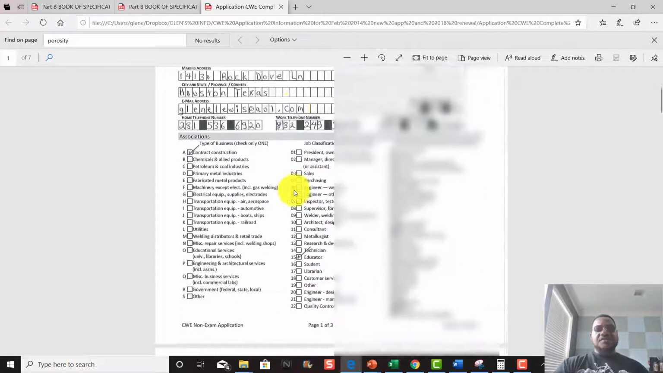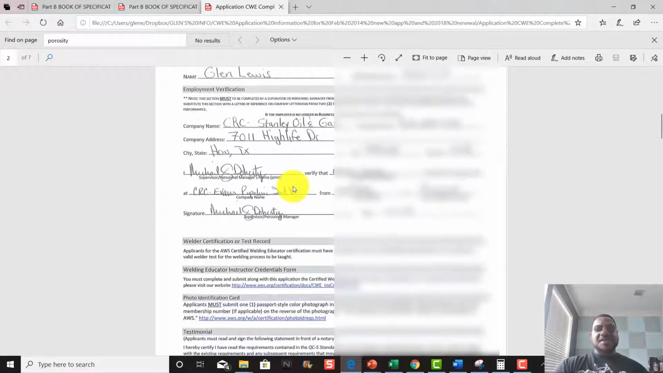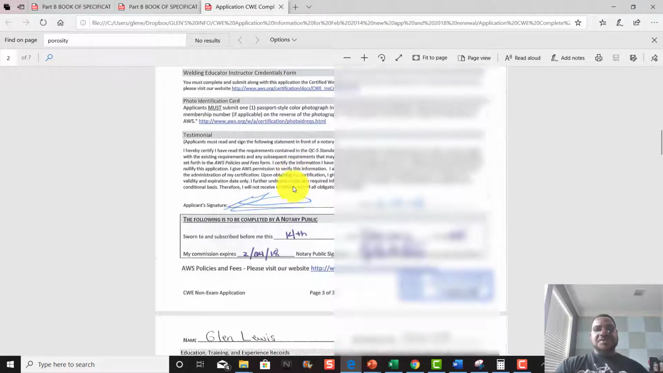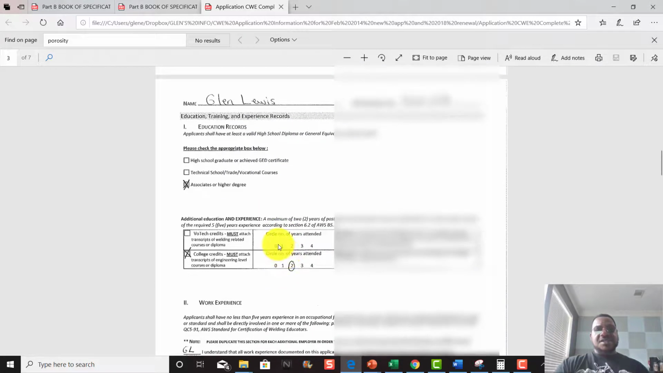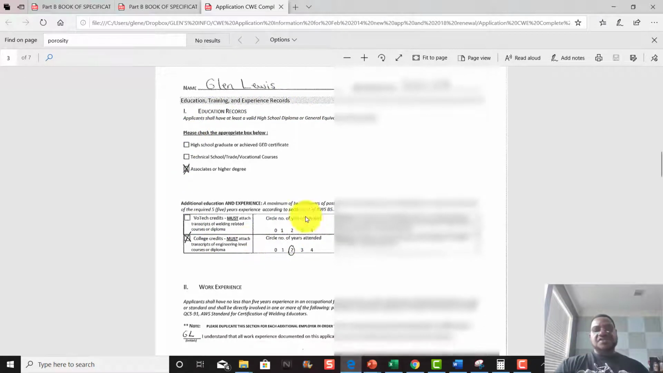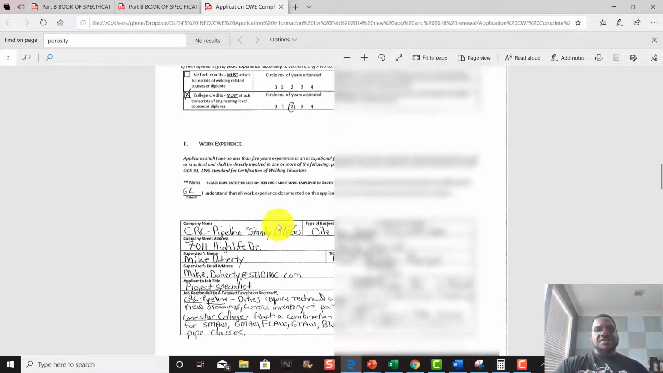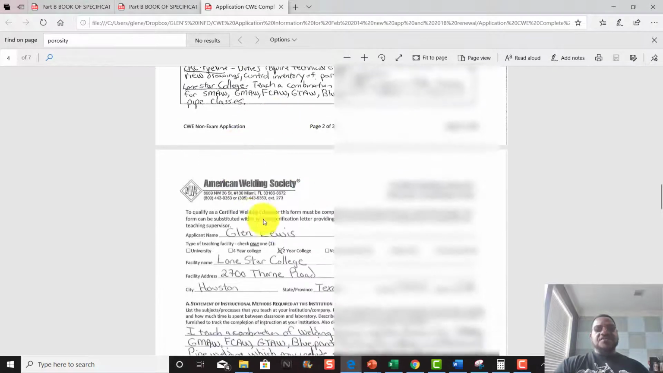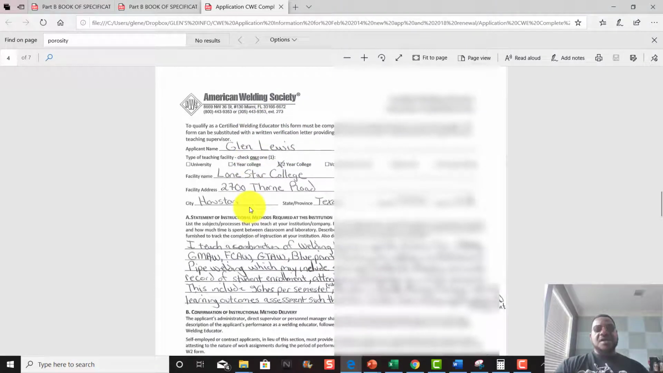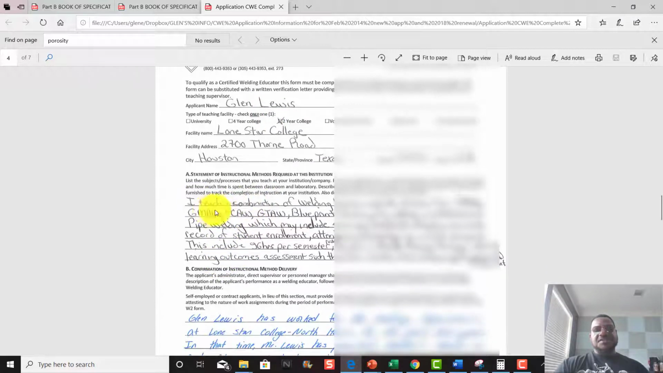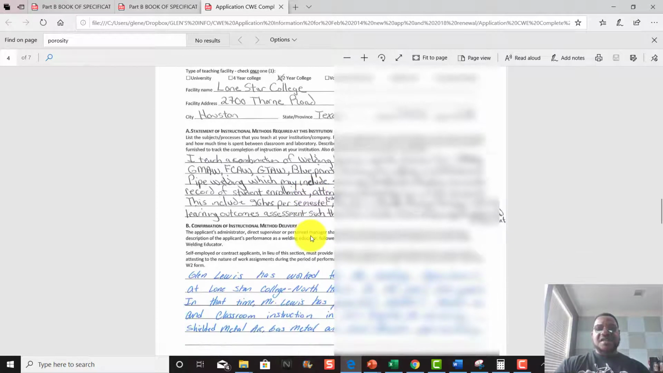You can go through and fill out all this information, same as a CWI. Put your requirements, your job experience, and get it notarized. It's going to ask you for your education. You can put what I got, associate's degree or higher. Just click on that, and work experience right here. Down here, like I work at Lone Star College, I put my description: teach a combination of welding lecture and lab classes, shielded metal arc welding, gas metal arc welding, flux core, TIG, blueprint reading, advanced pipe welding. So I teach all of that.